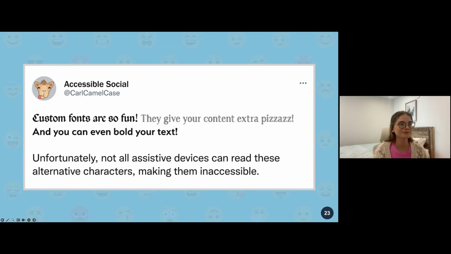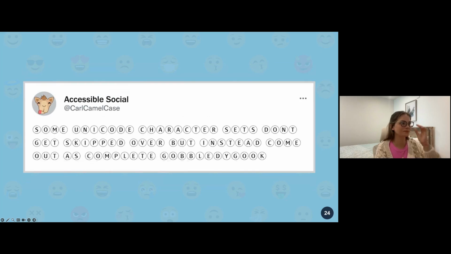Unfortunately, not all assistive devices can read these alternative characters, making them inaccessible. My text-to-speech program completely skipped the first 3 lines of the post because it could not identify them as readable characters. So you should definitely avoid using these in your content. Even worse are the alternative characters that assistive devices translate into indistinguishable noises or totally different languages, like in this second example post. Brace yourselves for this one.